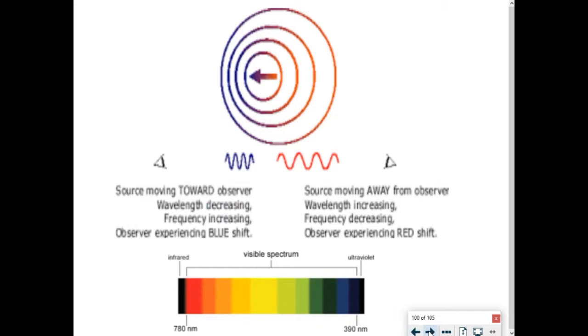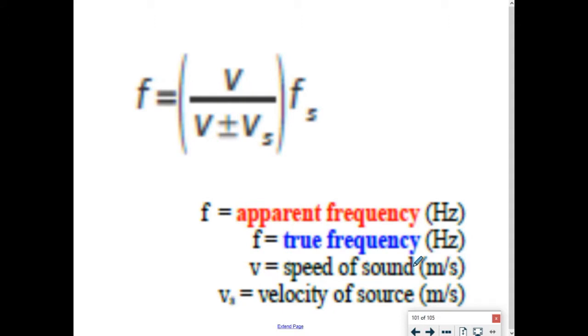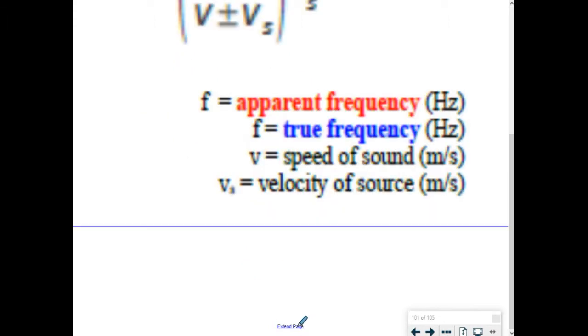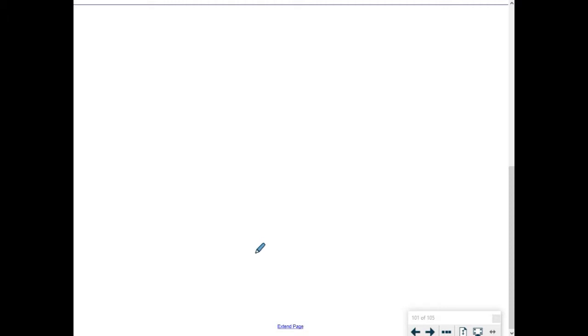Okay, here's our formula. The formula we're going to learn goes like this: f equals v over v plus or minus vs, times fs. I'm going to go over how to use this formula in a second. But what I think both of the last two classes found useful is to pause for a second on the Doppler effect and discuss all of the formulas that you've learned this unit. I'm going to add that formula to the list, but as a brief aside, let's do a quick recap of all the formulas we've learned.